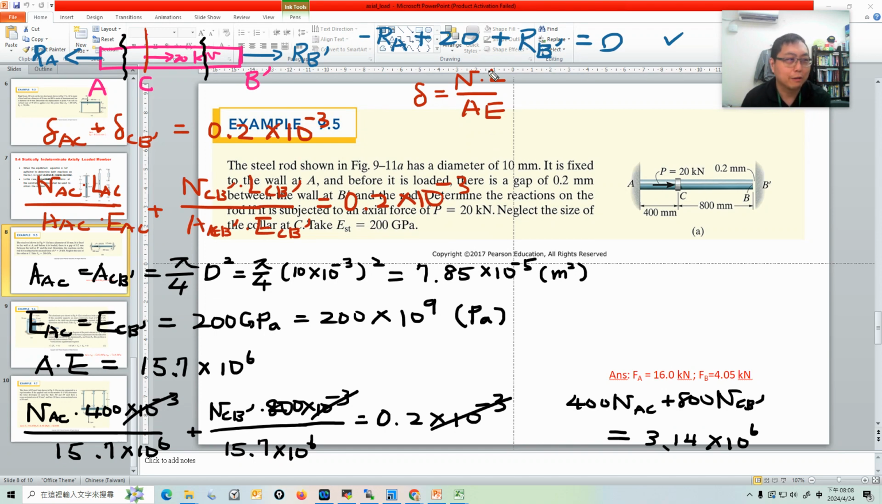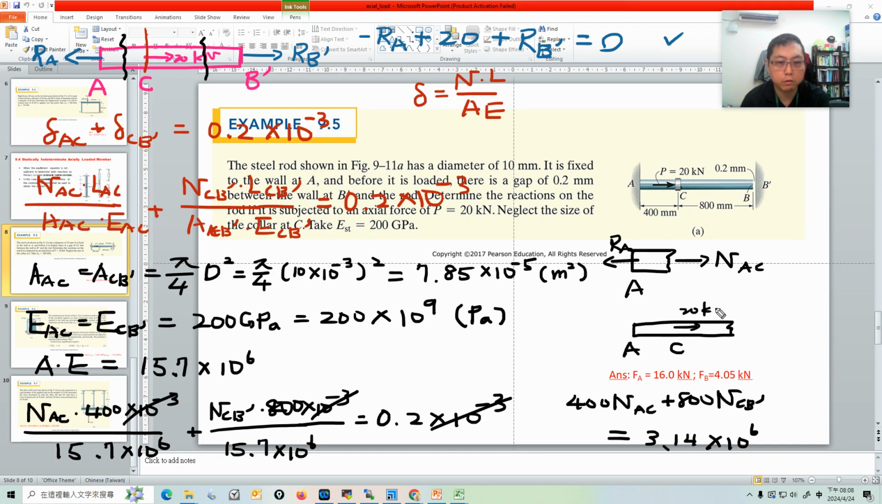So finally we use this cut section method again. I will assume the section here is N_AC and here is RA. Then we cut the CB section. Here is A, and this is C, with 20 kilonewton to the right, and here is N_CB prime, and here's a reaction force. So from the cut section method, let's do the section equilibrium.